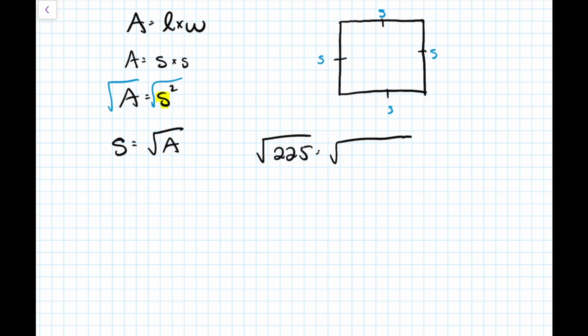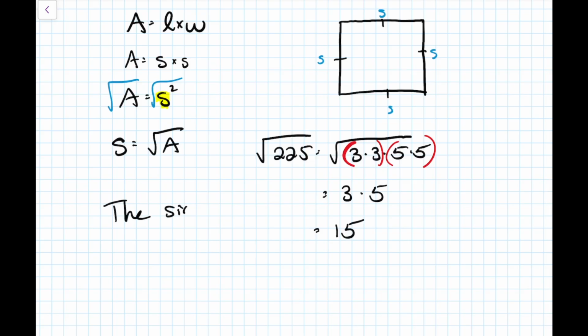is going to be the square root of our prime factorization, which I'll just tell you is a couple of 3's and a couple of 5's. If we make our pairs, we get a 3 and a 5, which gets us 15. And so there's our answer. The side length is just 15 meters.